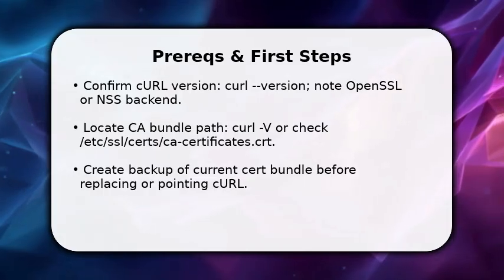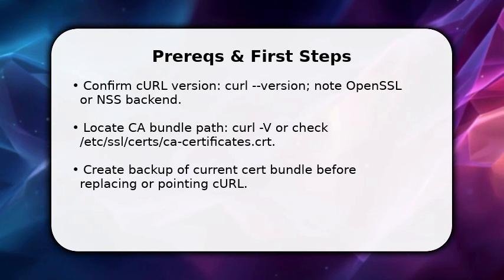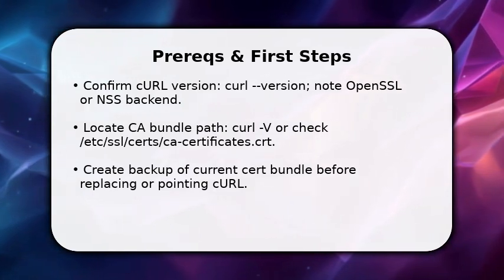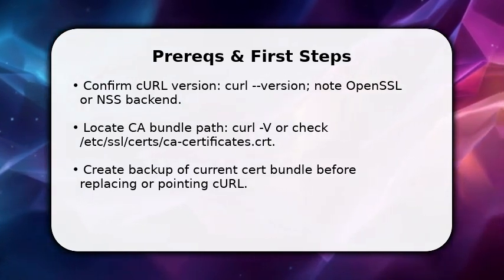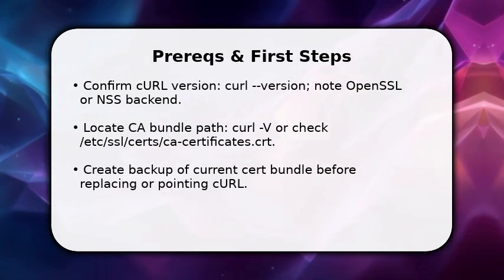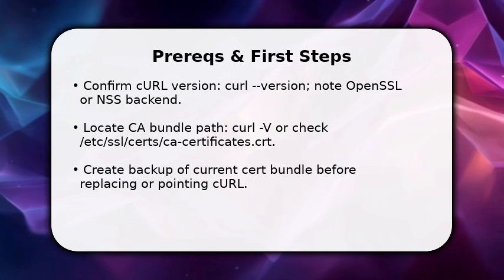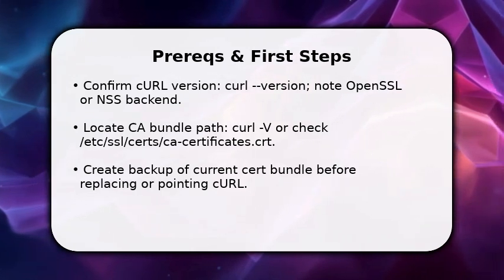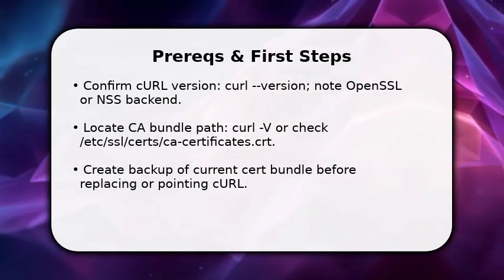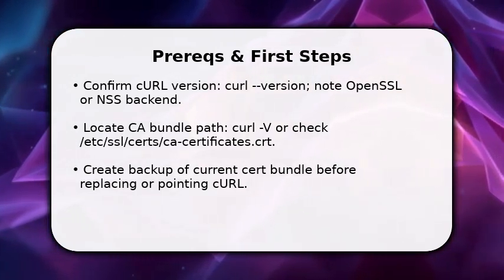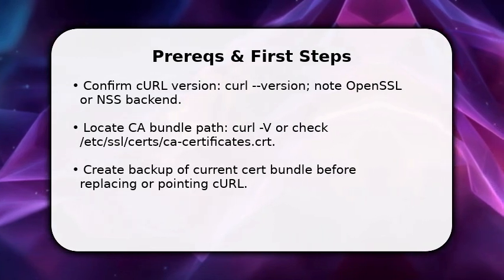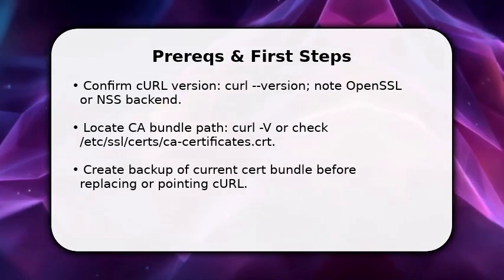You start by verifying curl and its SSL backend because the solution depends on which crypto library is used. Check the curl version, then find the CA bundle path with curl -V or common paths like /etc/ssl/certs/ca-certificates.crt. Once you've identified the bundle, make a quick backup copy so you can restore if needed.